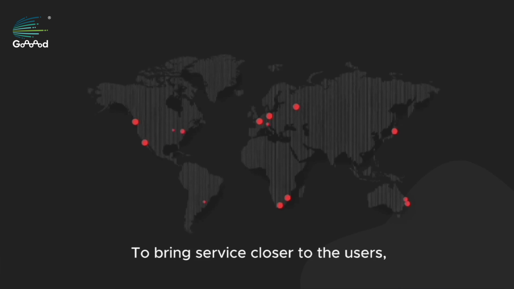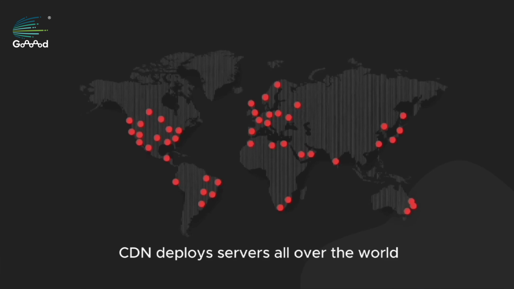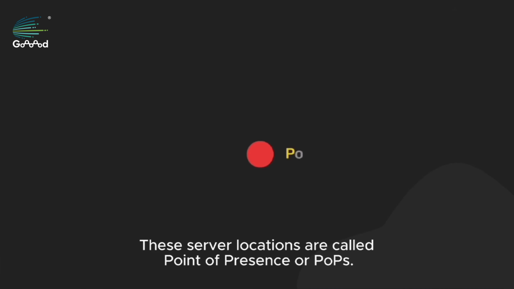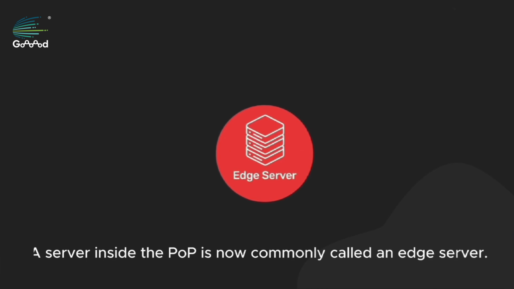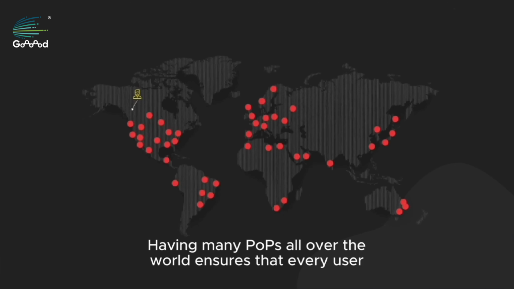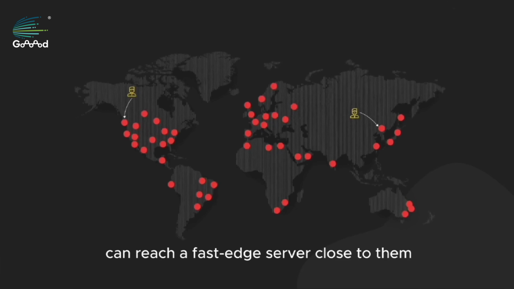To bring service closer to the users, CDN deploys servers all over the world. These server locations are called point of presence, or POPs. A server inside the POP is now commonly called an edge server. Having many POPs all over the world ensures that every user can reach a fast edge server close to them.